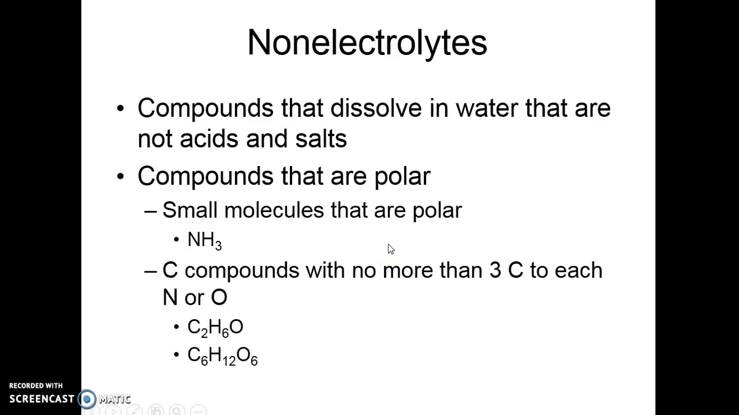Non-electrolytes are those things that will dissolve in water that are not acids and salts. These are going to be the compounds that are small, like oxygen will dissolve in water. Polar molecules that are small, or compounds that are no more than 3 carbons to each nitrogen or oxygen. So right here, this is the formula for ethanol. It is water soluble because there's only 1 oxygen to 2 carbons. This is glucose, 6 oxygens to 6 carbons. We can recognize those as being water soluble because of the numbers of oxygens present.